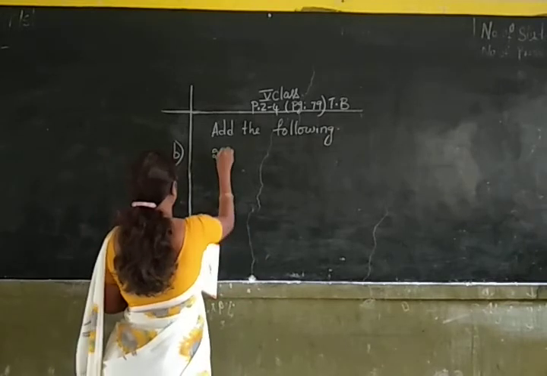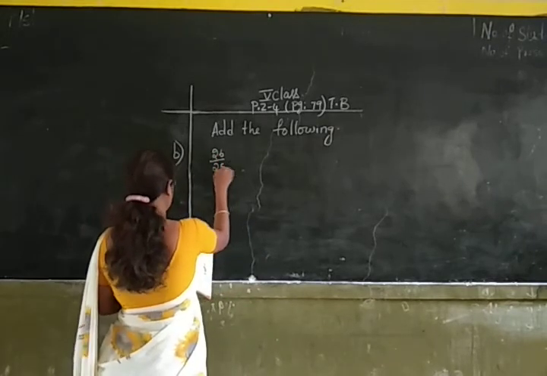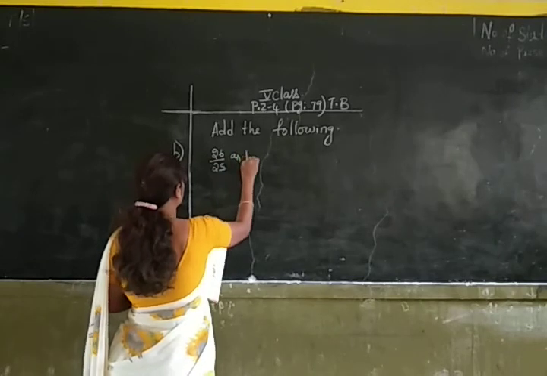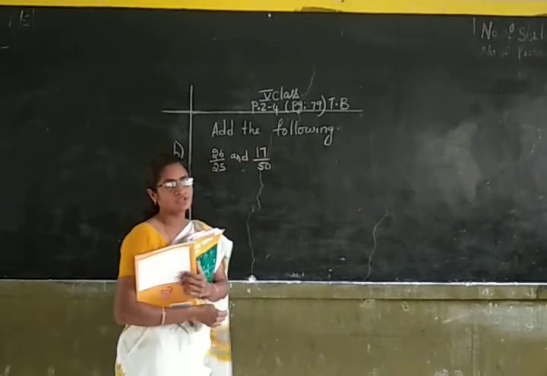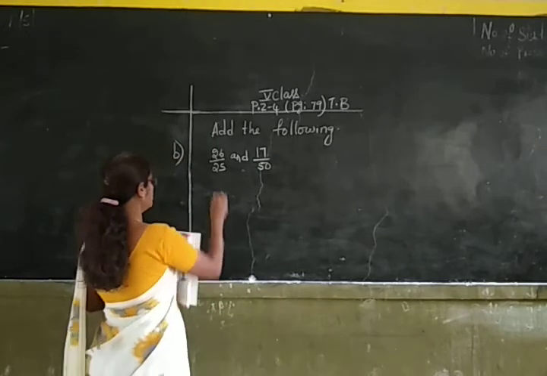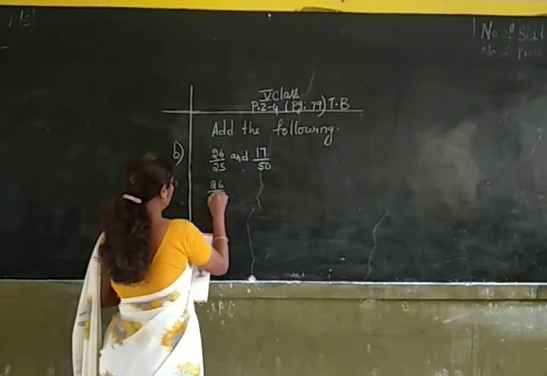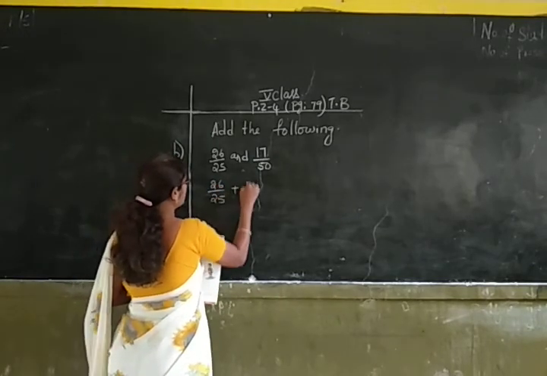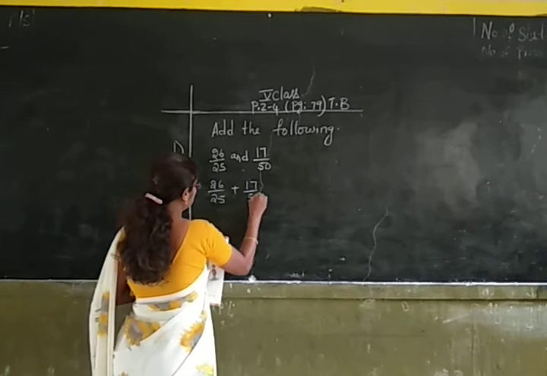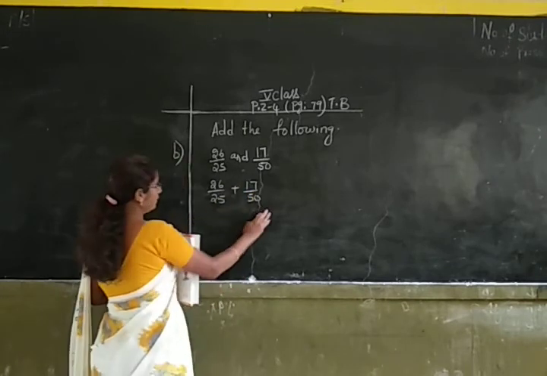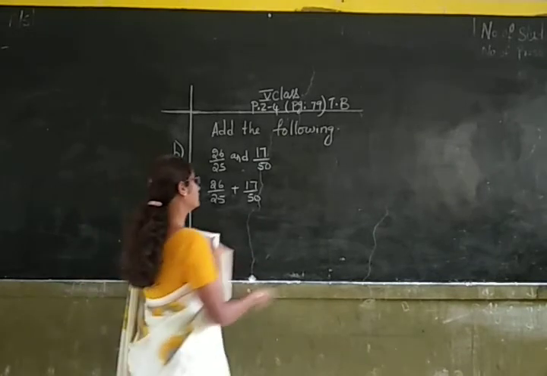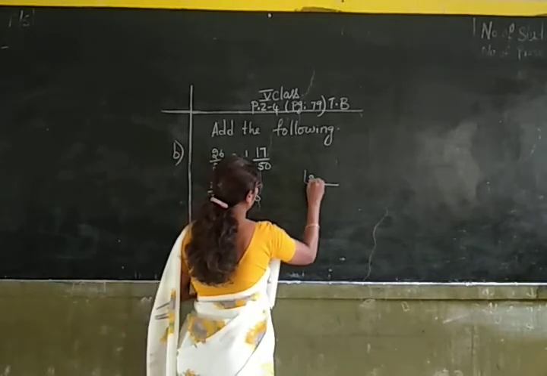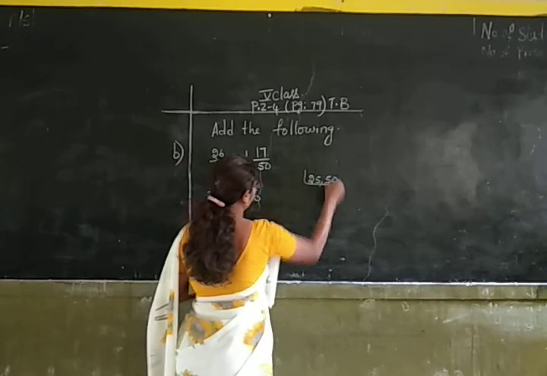Now we have to add 26 by 25 and 17 by 50. Here we have to use the operation addition, so we have to put the symbol plus. First you have to find out the LCM of 25 and 50 for making the denominator same. So let us find out the LCM of 25 and 50.